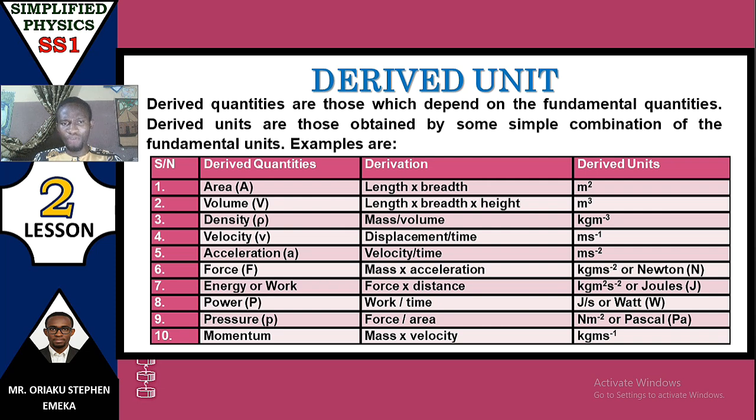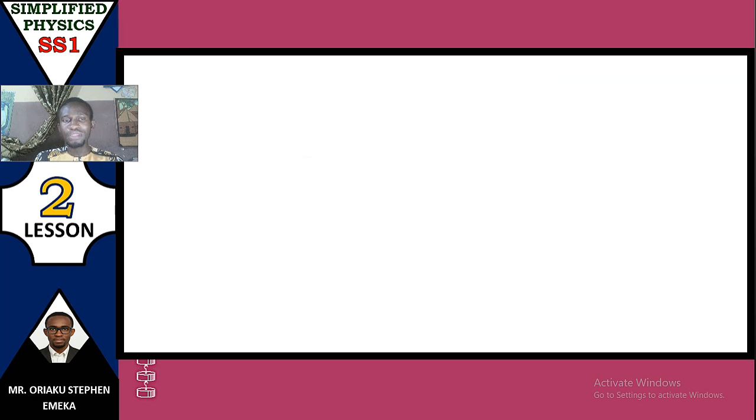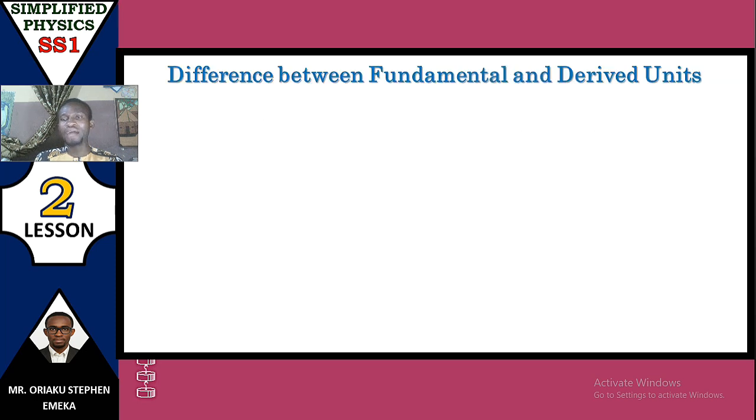Look at force in number 6. Force is mass times acceleration. Mass is in kilogram, while acceleration is in meter per second squared. So this unit was given the name Newton, to honor Isaac Newton. And the same goes for energy and work. Energy and work were named after Joule, while power was named after Watt, while pressure was named after Pascal, and so on and so forth. So let's go to the differences between the fundamental and derived units.